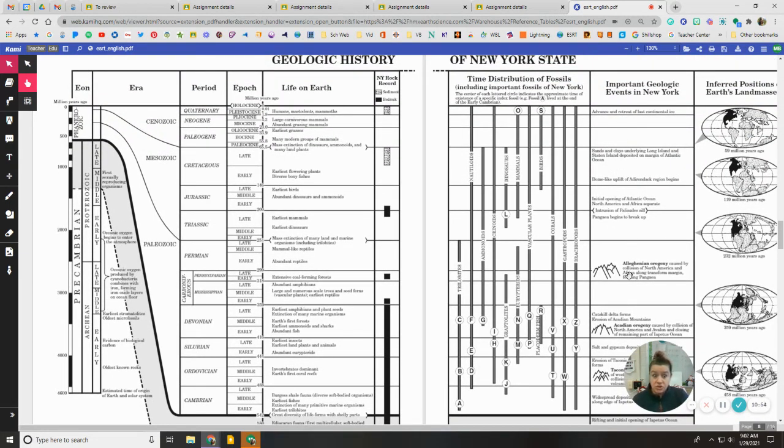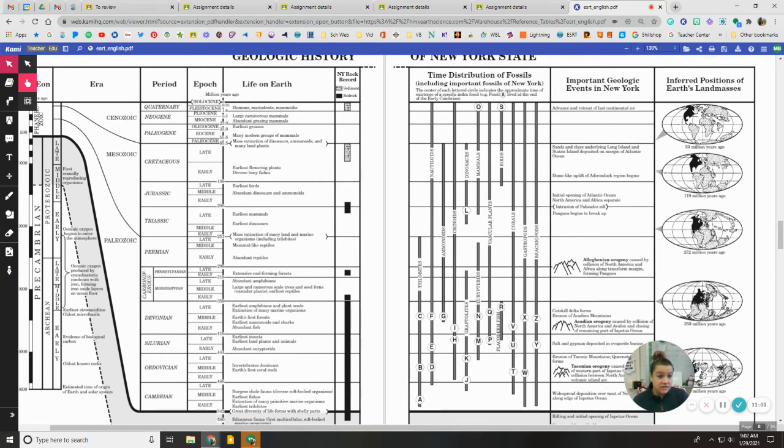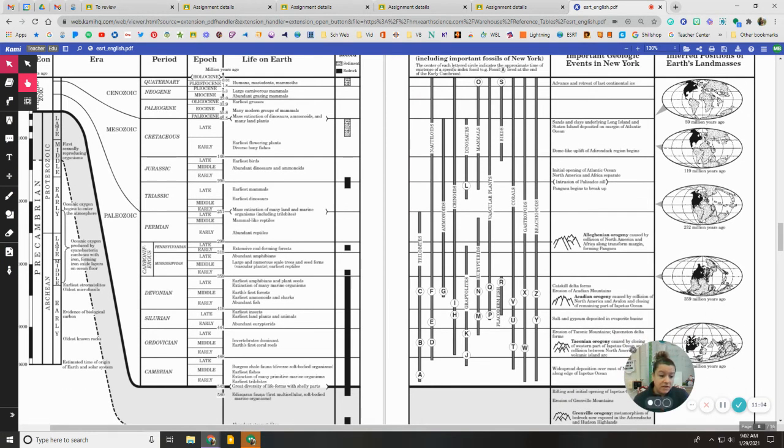Make sure you're paying attention to what's going on in here, and it follows across for the correct time. Last thing is the inferred positions of Earth's land masses. Basically, it shows you where the United States was at the time on this chart. So 359 million years ago, it was closer to the equator, and then it started to move farther away until it gets around where we are today, which is farther from the equator, more towards the northwest. So this chart kind of works up and down and side to side with each other.